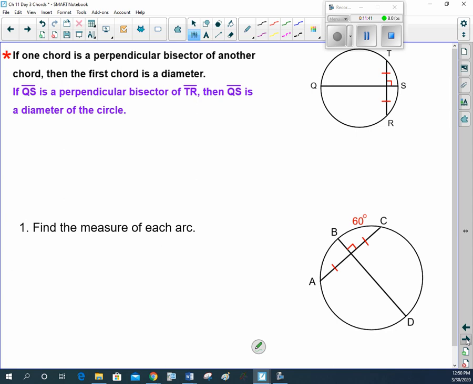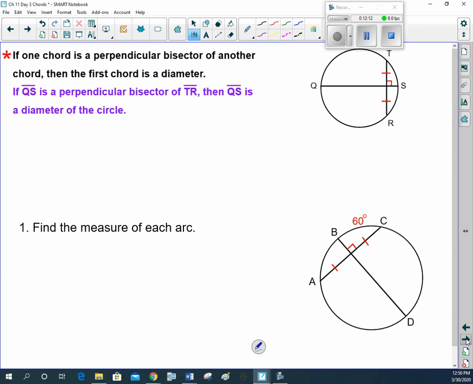So here's another theorem that says, if one chord is a perpendicular bisector of another chord, then the first chord is a diameter. So you have to pay attention to notation here. This right here does not have a center circle drawn. If you don't see that center point drawn in there, then you cannot assume that that's a diameter. That's kind of important in these next couple of theorems. So right now I cannot assume that's a diameter.